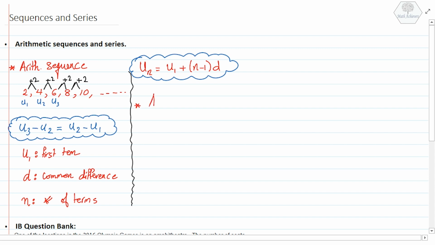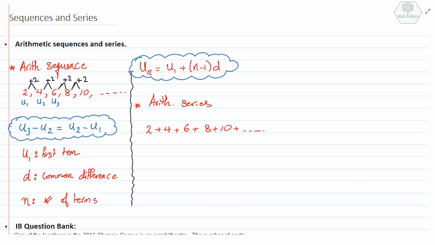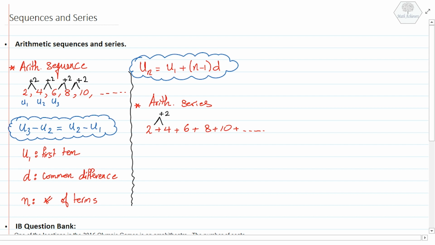about the arithmetic series. In a series, I have all the terms added to each other. So it's 2 plus 4 plus 6 plus 8 plus 10 and so on. In this series, I can simply find the sum of all the terms. If you can realize also, the common difference here is 2. So now I can find the sum of n terms.